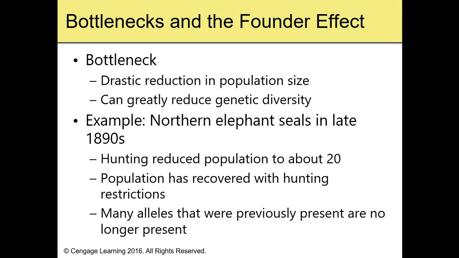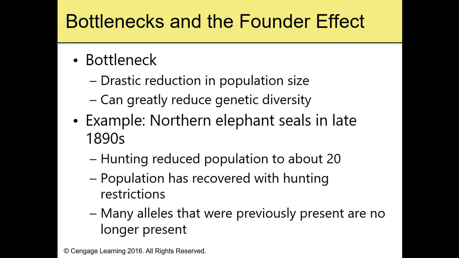And so the drastic reduction in a population size, whether that's because of disease or hunting or because of an ecological disaster, can greatly reduce genetic diversity, and that kind of goes without saying because you've lost a big chunk of your population. So an example of this that they give you in your book, outside of cheetahs or humans, is the northern elephant seals. These guys were hunted until the population was reduced to 20 individuals. That's crazy to me. 20 individuals, that's it.